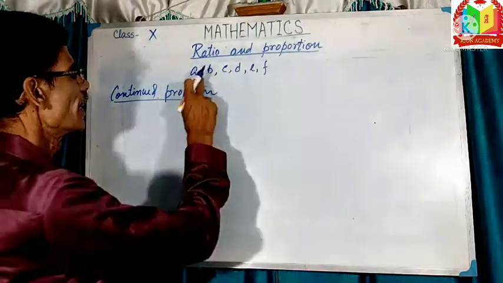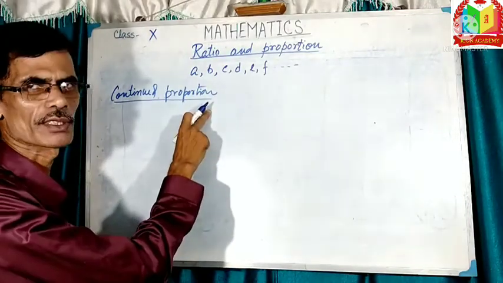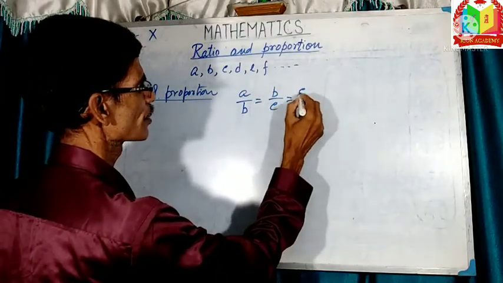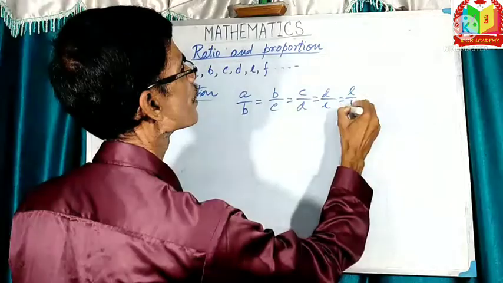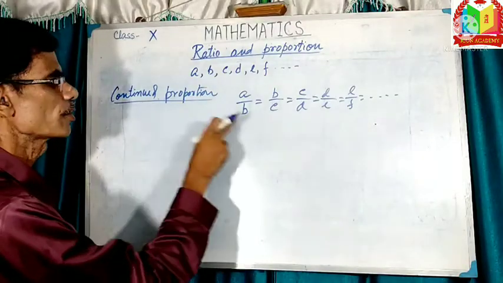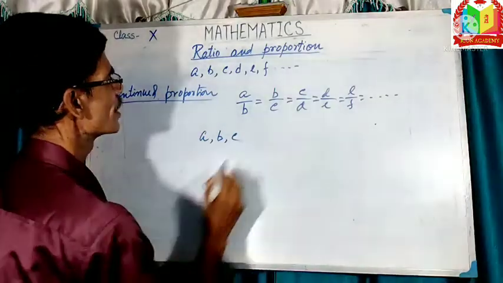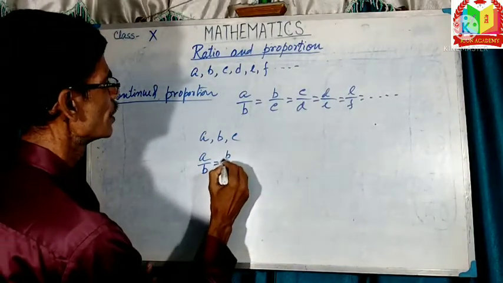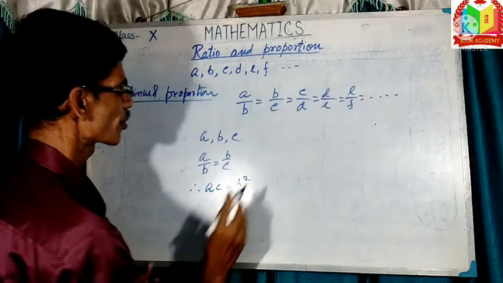If A, B, C, D, E, F, etc. are in continued proportion, then we can write A by B equal to B by C equal to C by D equal to D by E equal to E by F equal to dot dot dot. You must understand the continued proportion. Listen, if A, B and C are in continued proportion, then A by B equal to B by C. Therefore, AC equal to B square.